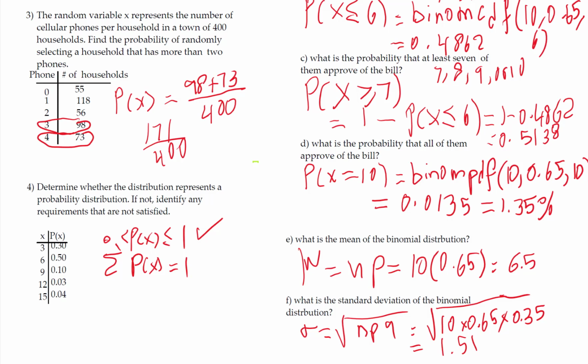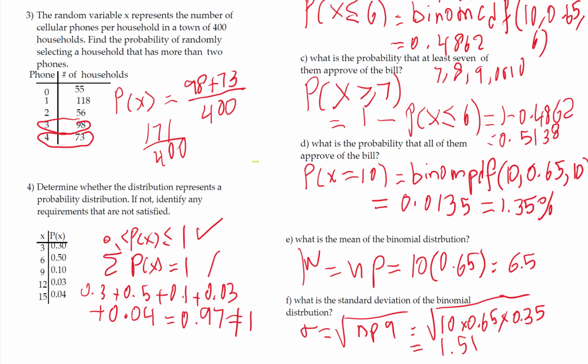Let's see if the sum of probability is equal to 1. Okay, let's see. 3, 5, 0.8, 0.9, I get 0.97, which is not equal to 1. This condition is not satisfied, so the answer is no. Not a probability distribution.